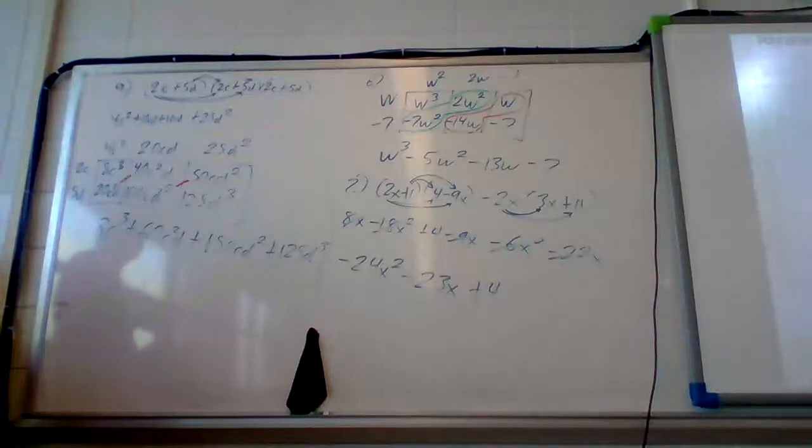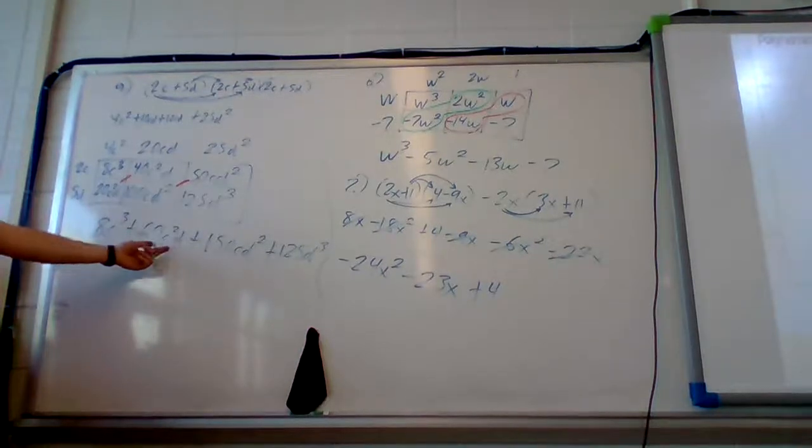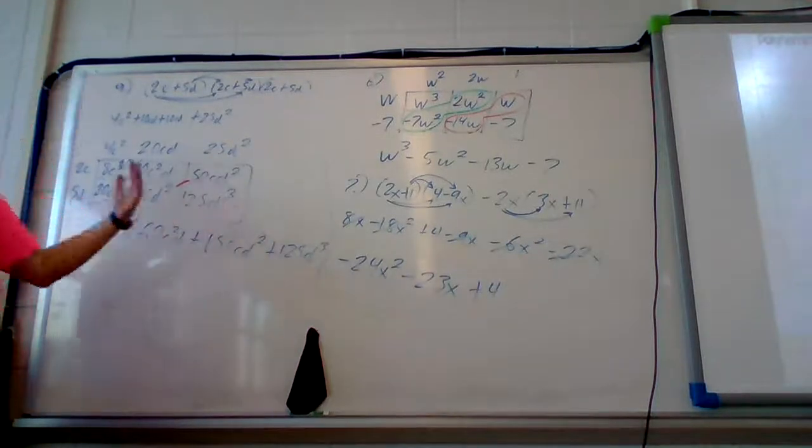So again, that's standard form, right? C cubed, C squared, C, and then no C. So we have it in that descending order.